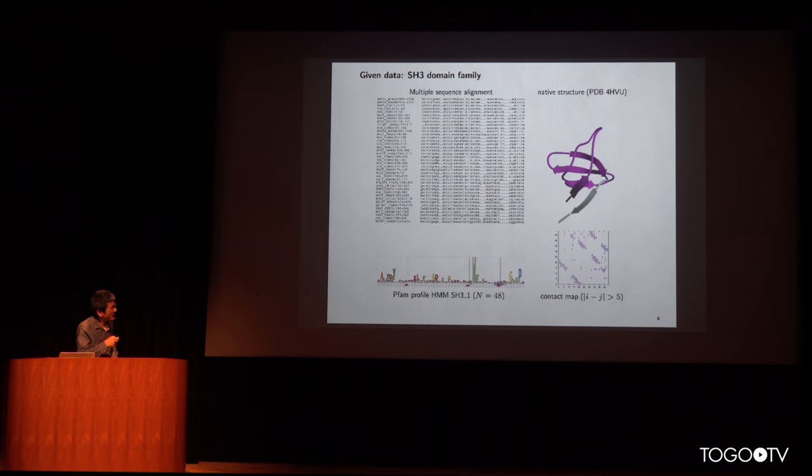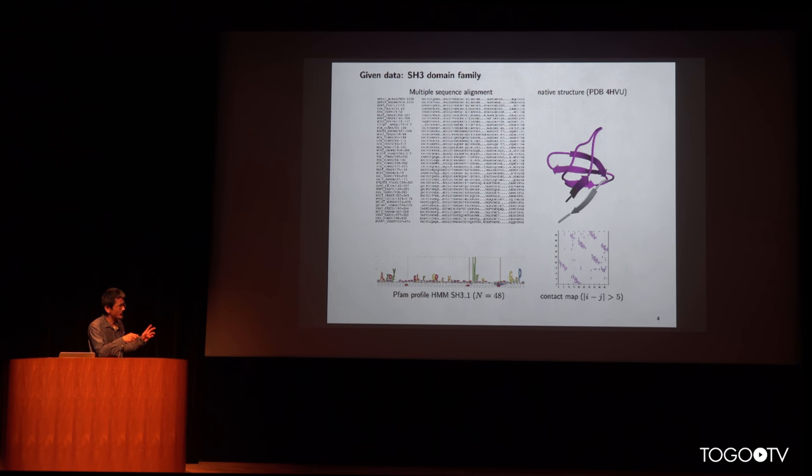And here's the data I use. Since I'm concentrating on one particular island, I use a specific family called the SH3 domain family. Using this kind of multiple sequence alignment, I extract some statistical quantities. And also using the representative native structure of this protein, I include structural information in the model. In the PFAM database, you will find this profile hidden Markov model.